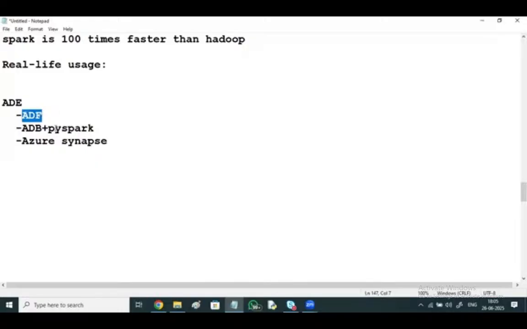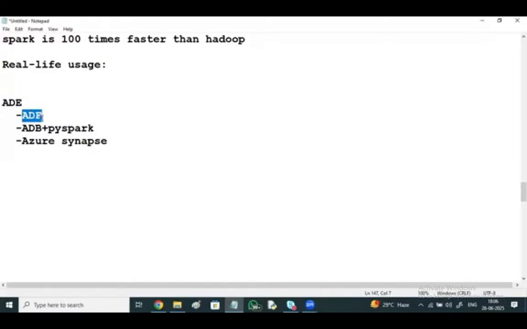For those, you will go with ADB with PySpark, Databricks PySpark. Certain things means complex operations you cannot do in ADF, even working with graphs and streaming kinds of things. At that time you will take the help of a Databricks developer.